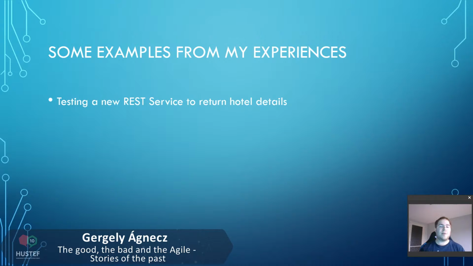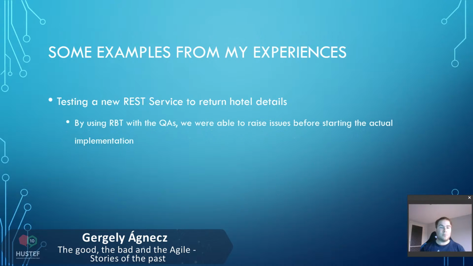The first example is testing a REST service to return hotel details. Here, we used RBT with the QAs, and we were able to raise issues before starting the actual implementation. Just remember the parameter validation that I mentioned. It was one of the examples from these times, but of course there were other points as well. But in the interest of time, I won't go deeper into that topic.